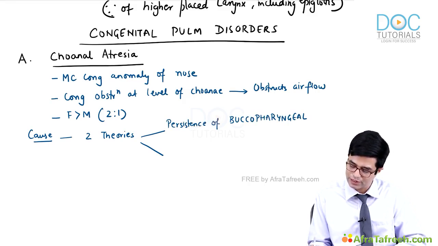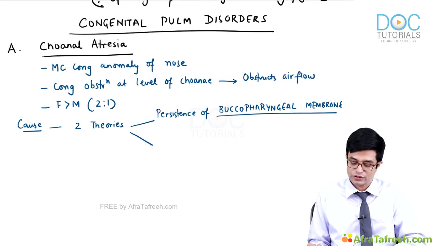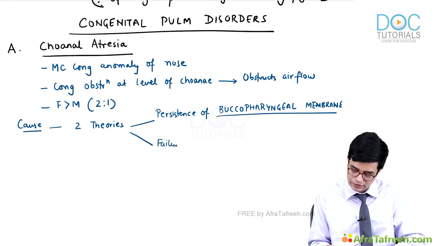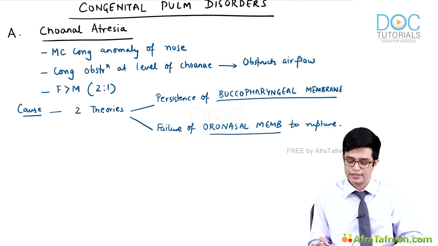Normally, the buccopharyngeal membrane tends to disappear with age, and if it persists in the postnatal period, that can cause choanal atresia. Second is failure of the oronasal membrane to rupture. If it does not rupture physiologically, then again it can cause obstruction.